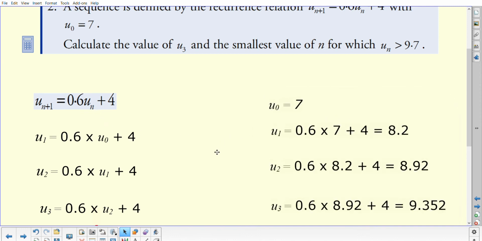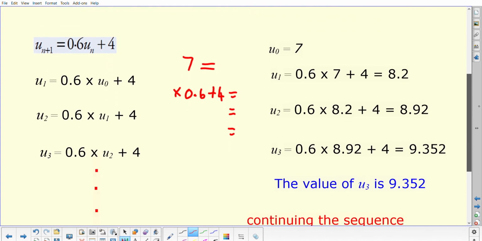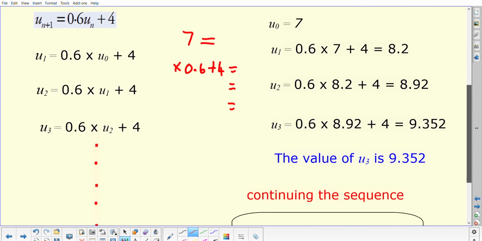So what does that look like for us number-wise? Remember that on the calculator, you would put in your 7 and then press the equals button. So you'd have 7 equals, then you would want to put in times 0.6 and then plus 4 and then equals, and then just keep pressing equals after that. But we need to see the working written out here. So the fact that I've got sums written out is essential.